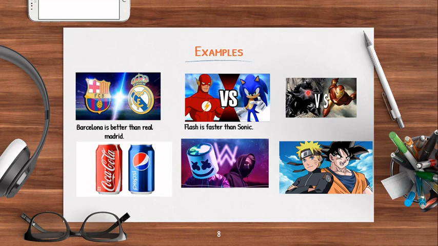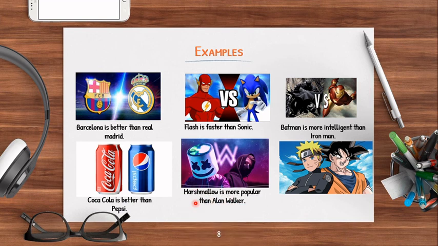We have Batman and Iron Man. So we have Batman is more intelligent than Iron Man, and Iron Man is more intelligent than Batman. You can do it all the way around. We have Coke and Pepsi. Coca-Cola is better than Pepsi, or you can say Pepsi is better than Coca-Cola. It depends on what you think. So I like this topic because you can put it all the way around.